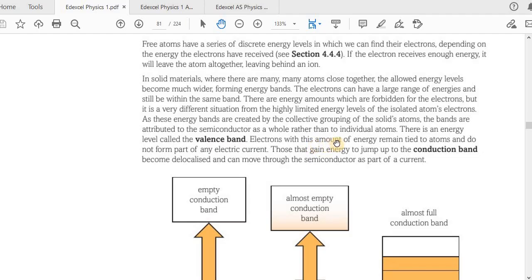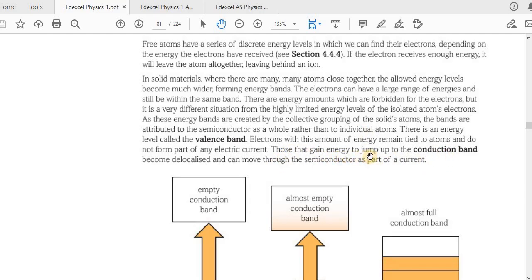Electrons with this amount of energy remain tied to atoms and do not form part of any electrical current. So now you understand what the valency band is. Electrons with the energy of the valency band remain tied to atoms and do not form part of any electric current. Now for them to conduct, they should be in the conduction band. So we will see that now.